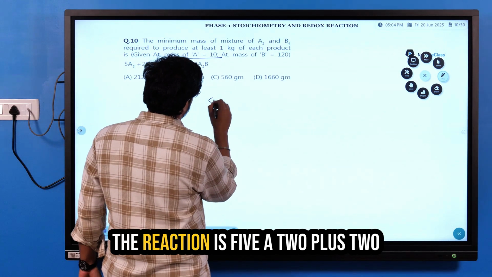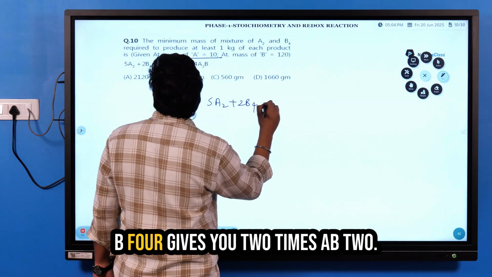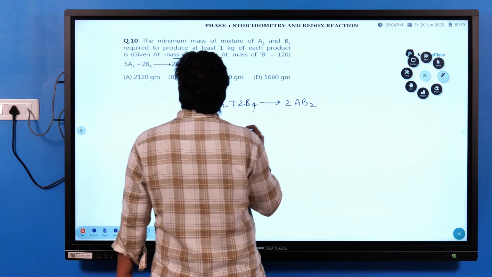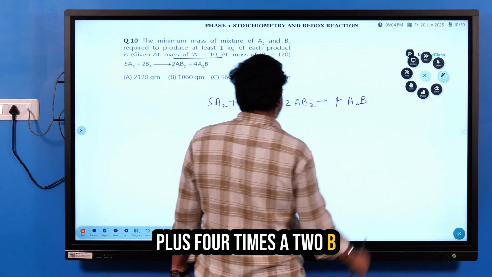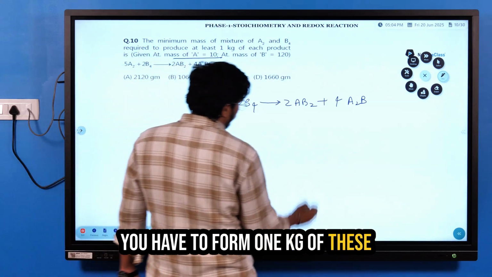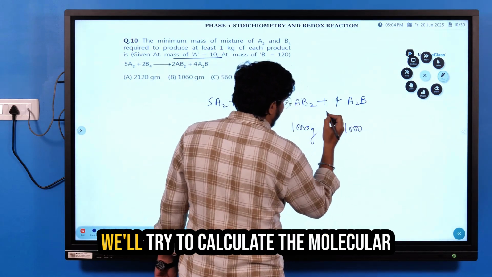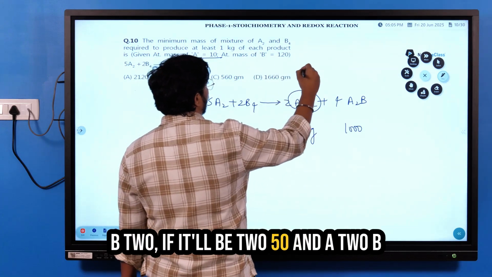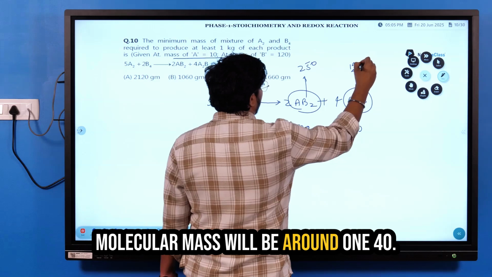The reaction is 5A2 plus 2B4 gives you 2 times AB2 plus 4 times A2B. And one more thing, minimum you have to form 1 kg, 1000 gram of these. So we'll try to calculate the molecular mass. AB2 molecular mass will be A plus B2, which will be 250. And A2B molecular mass will be around 140.